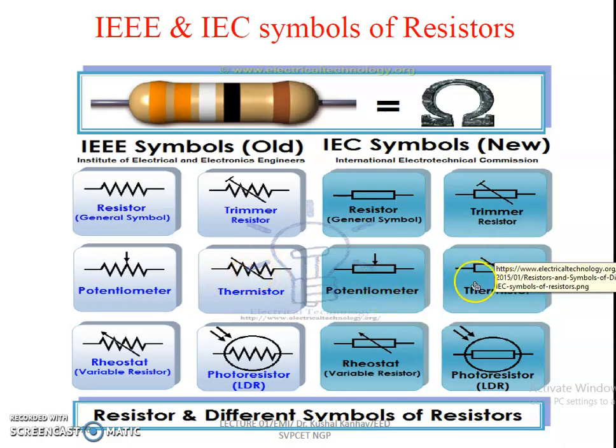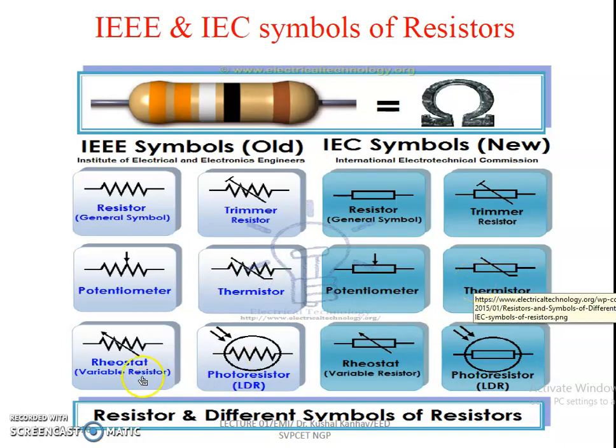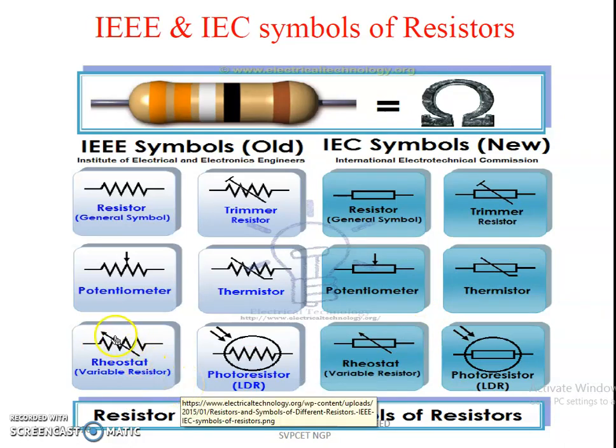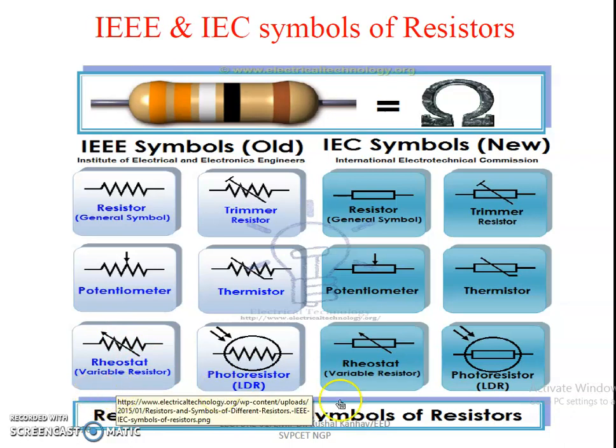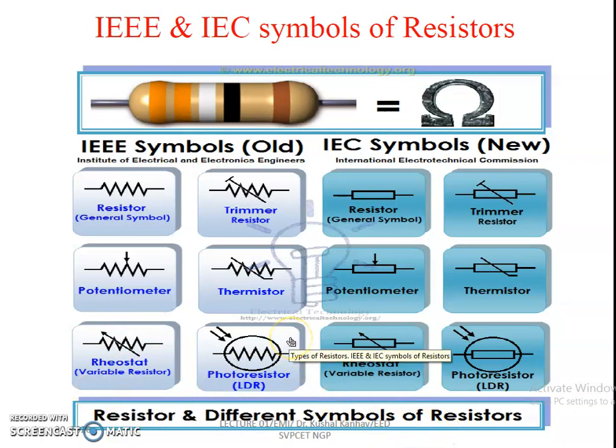And these are the equivalent symbols in IEC. Similarly, this is a rheostat, a variable resistor. You have used this in basic electrical engineering lab and in different laboratories in your first year. This is a photo resistor. We call it a light dependent resistor, LDR. This can be used as a sensor to detect the light. So depending on the incident light, the value of resistance changes. And this is the equivalent symbol in IEC.